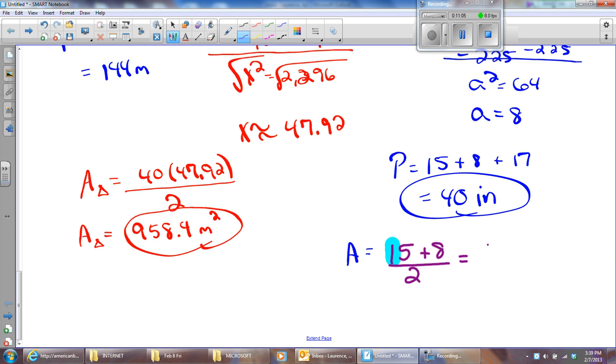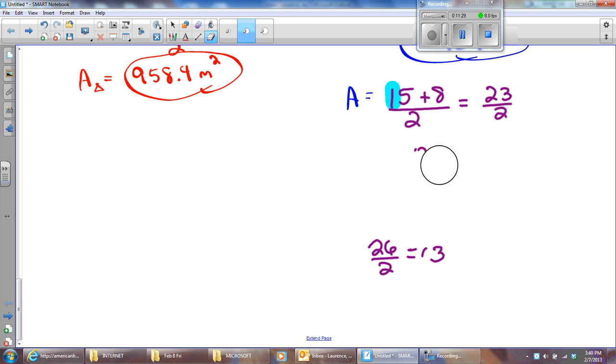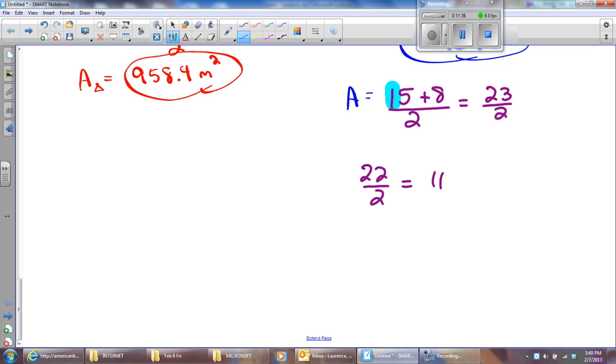So we get 23 over 2. Now some of you get really freaked out. Look, 12 divided by, or 24, sorry, divided by 2 is 12, right? And 26 divided by 2 is 13. So therefore 23, oh, why did I do that? I went the wrong way. Silly Mr. Lawrence. Sorry. I should be using 22 divided by 2 is 11.